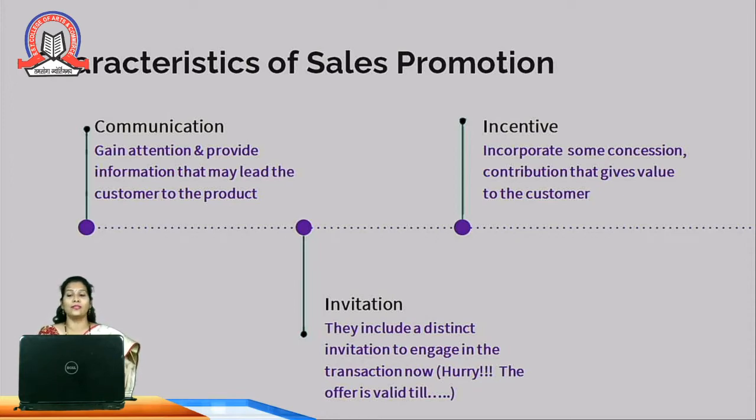Then incentives: they incorporate some concession or contribution that gives value to the customer. This is very important. Everyone likes concessions. And contribution: when we see advertisements like Shanti Amla, they say that if you buy this, you will be contributing to the society. This adds value to the product, and because of that customers tend to buy it because they feel like they are also contributing something to the society.